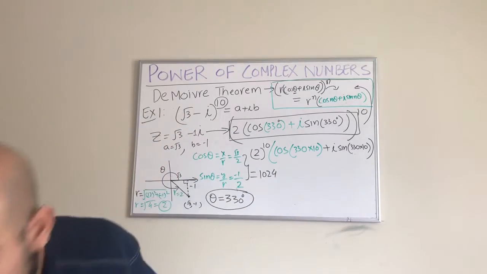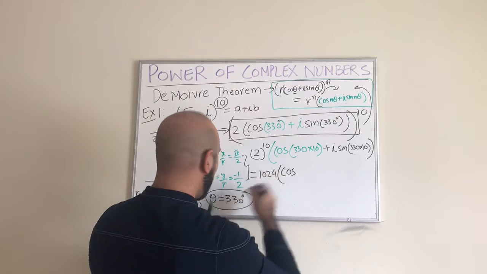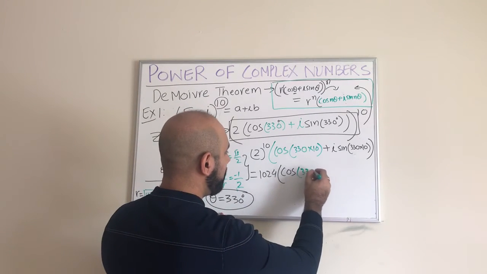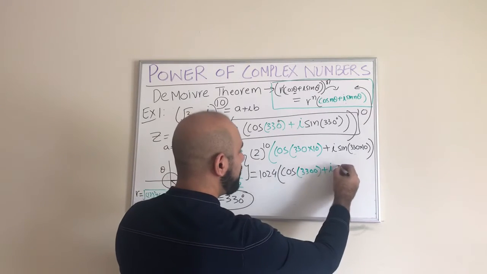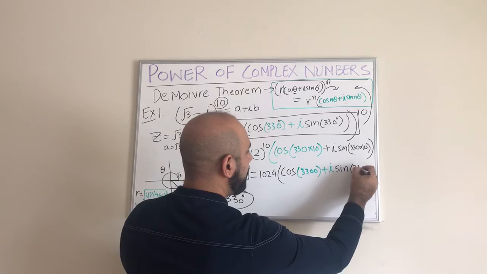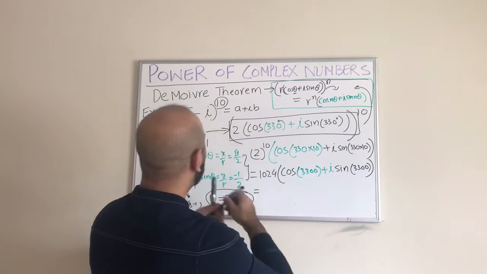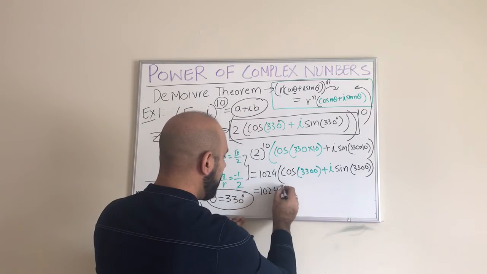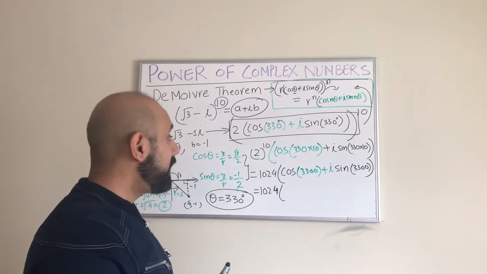Let me make sure that I have the same thing here. Yeah, 1024. And then this is going to be cosine of 330 times 10, which is 3300, plus i times sine of the same thing, sine of 3300. Guys, at this step, we still want to simplify because we want to get it finally in the standard form. To get it in the standard form, what we have to do is figure out the value for cosine of 3300 and sine of 3300.